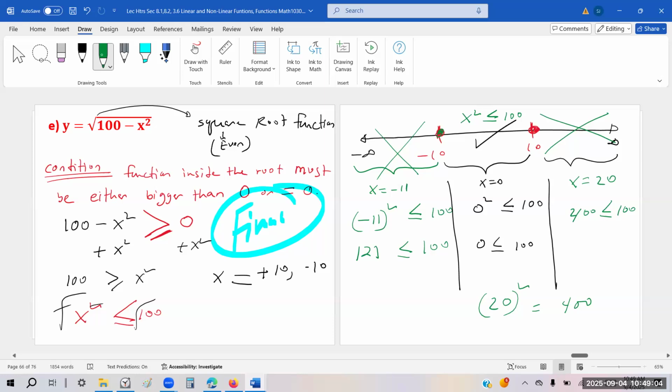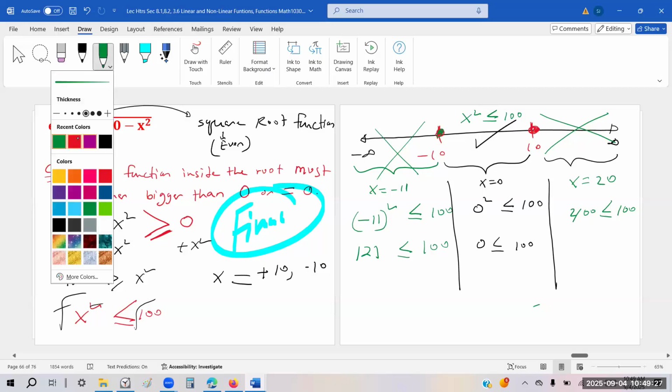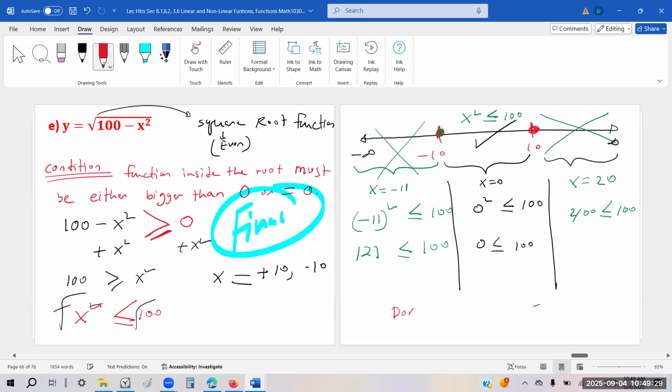So which interval gives us the correct result? The middle one, right? You can take all the numbers from negative 10 to positive 10, and it will satisfy the condition that its square is smaller than 100. Let me list this. So our domain is the middle interval, negative 10 to positive 10.